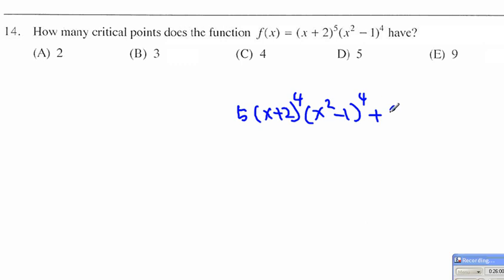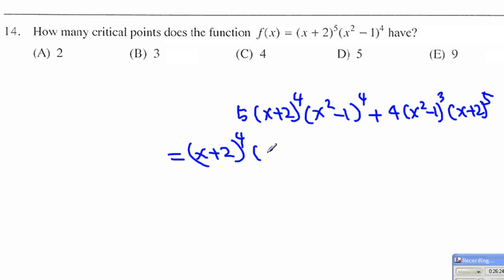Plus 4 times (x squared minus 1) to the third power, and then we have (x plus 2) to the fifth power. Now when we factor out whatever is common, here (x plus 2) to the fourth power is common, and (x squared minus 1) to the third power is common. What's left is 5 times x squared minus 5 from the first term. From the second term, we have plus 4x plus 8. That's what's left.